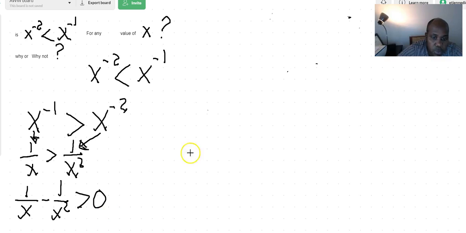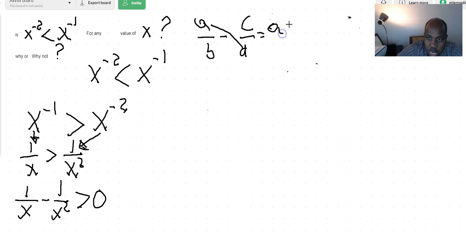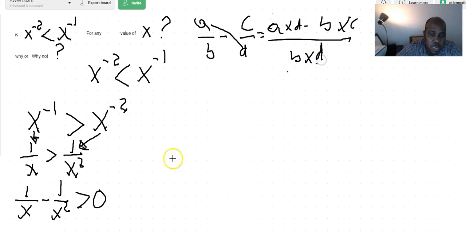The way to do it is the same as when you are trying to find a common denominator for x and x squared. Let me explain it for fractions. If I have a over b minus c over d, I can always write it as a times d minus b times c, over b times d. That's a way to simplify it.